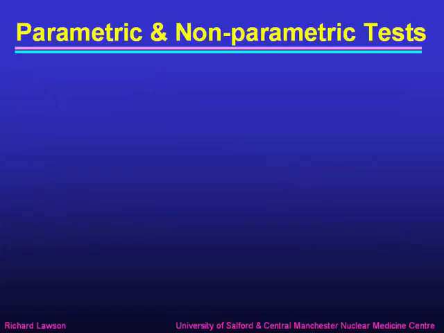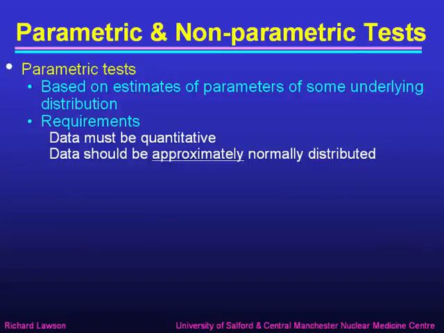In particular, we'll be looking at parametric and non-parametric tests. Parametric tests are those based on estimates of some parameter or number that represents an underlying distribution. The requirements for that are that the data must be quantitative. We must have a number where we can calculate a mean in order to look at the distribution. And for most tests, it's important that the data should be approximately normally distributed. It doesn't have to be a perfect normal distribution, but most tests do assume that it is roughly normally distributed. In other words, it is reasonably symmetric and the tails aren't too large.